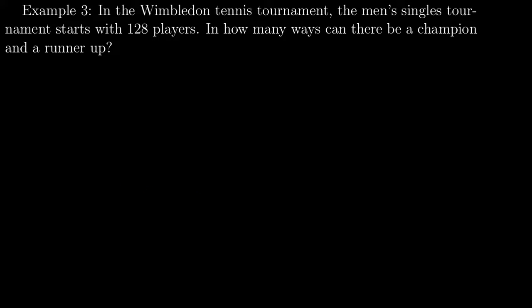All right, example 3. In the Wimbledon tennis tournament, the men's singles tournament starts with 128 players. In how many ways can there be a champion and a runner-up? Pause the video. Feel free to solve this problem.